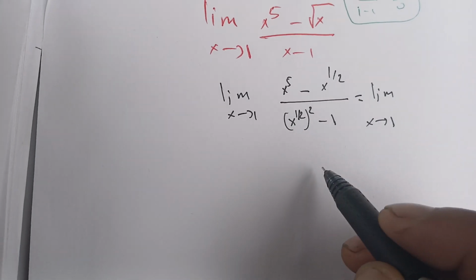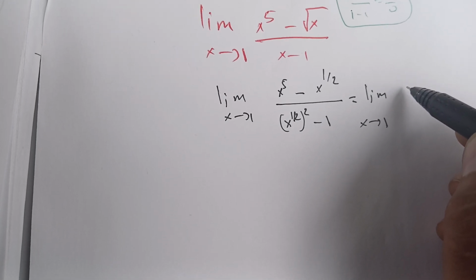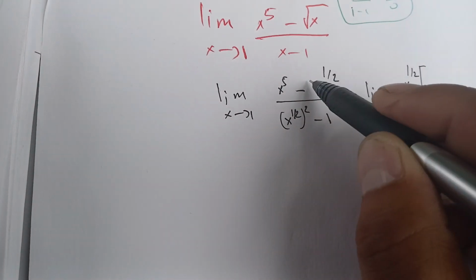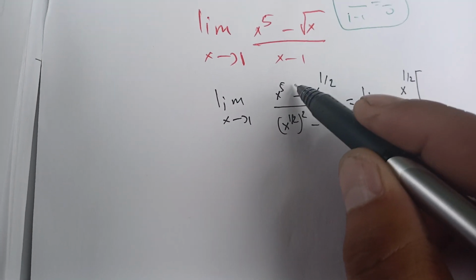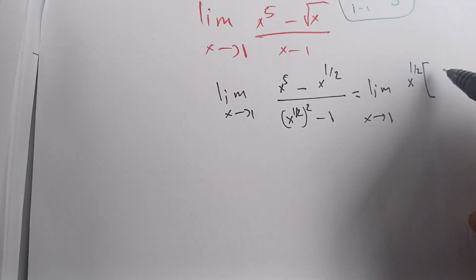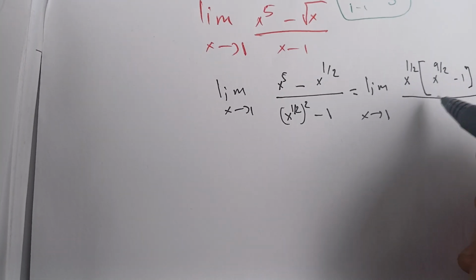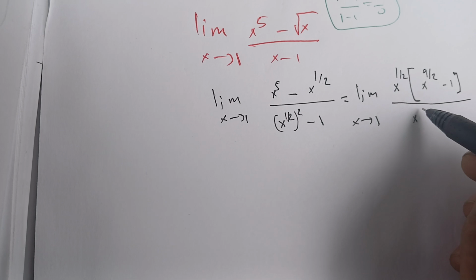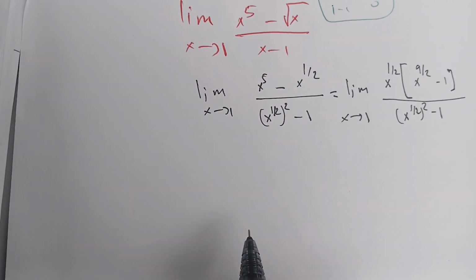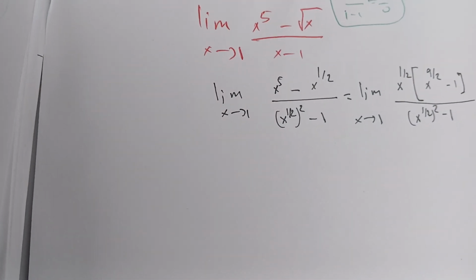So when x goes to 1, let's factor out x to the power 1/2. Here we have to subtract it from 5. So 5 minus 1/2, that's 9 over 2. x to the power 9 over 2 minus 1 over x to the power 1/2 squared minus 1. Now with this rewriting of the expression, we can compute our value.